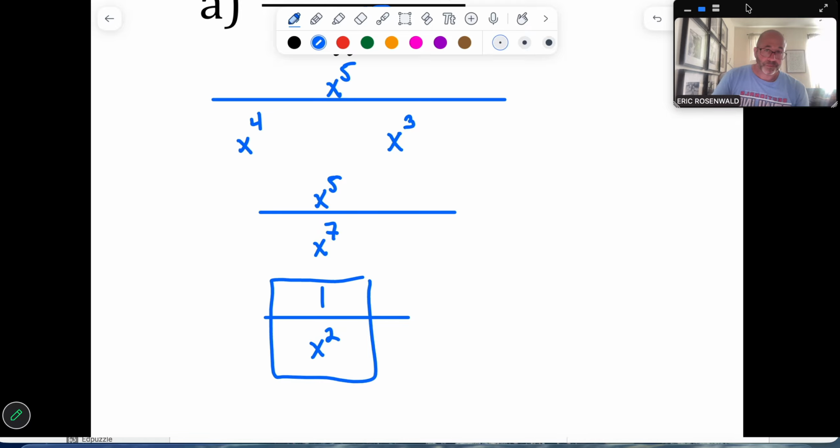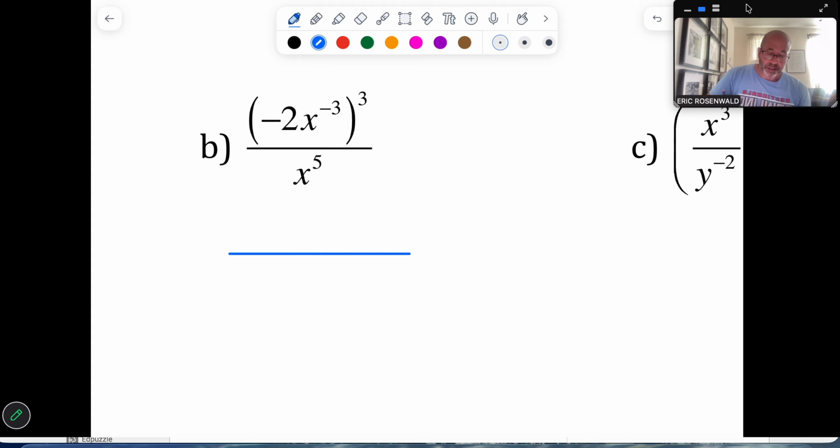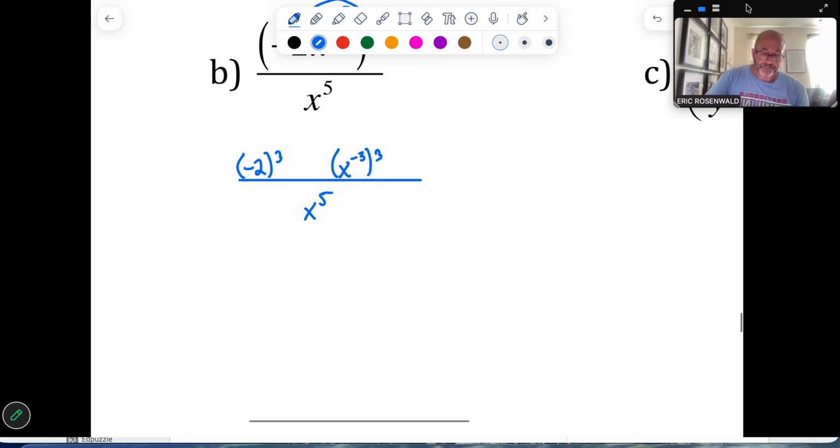You're done. Okay. Let's look at this next one. We have an exponent on the outside, so let's navigate that first. That gets distributed to everything in the parentheses. So we have a negative 2 to the third, and then we have an x to the negative 3 to the third, and then we still have an x to the 5th on the bottom. That doesn't get that 3.